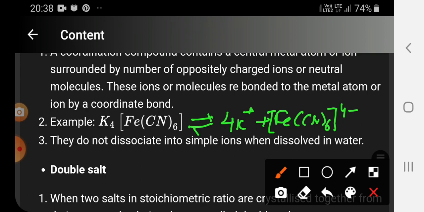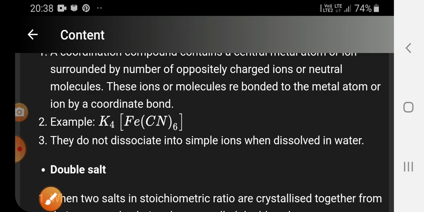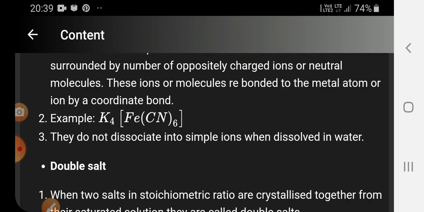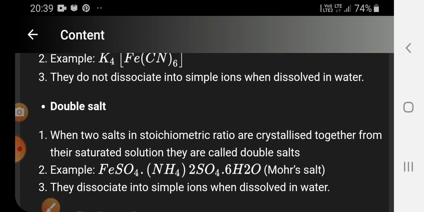and after dissociation, if we test the solution, we can get the result for the presence of potassium ion, but not get the result of Fe2 plus ion. So this is a very important feature of coordination compounds. They do not dissociate into simple ions when dissolved in water, and they do not produce the test of all types of ions present in the given solution of the coordination compound. Now move on to the next topic, double salt.